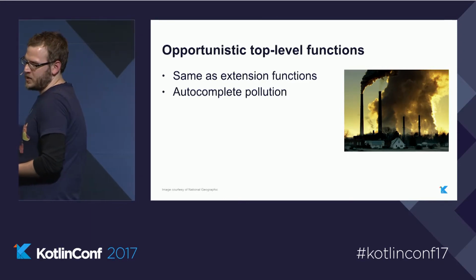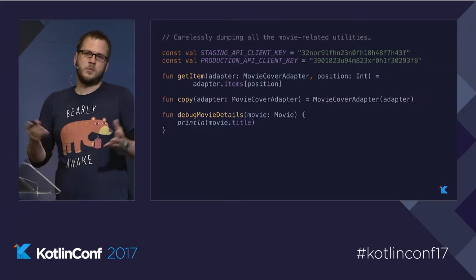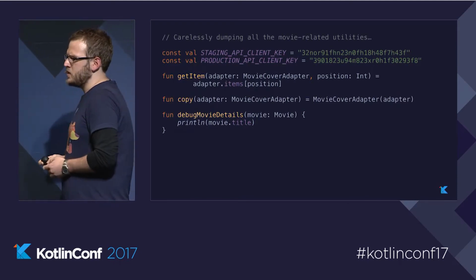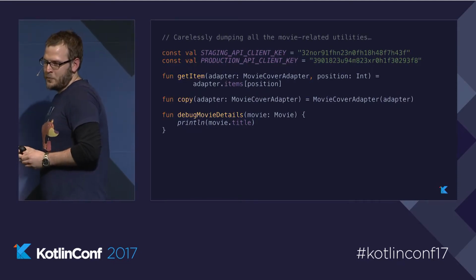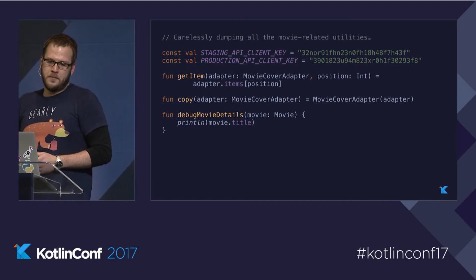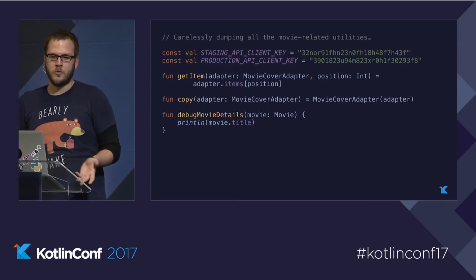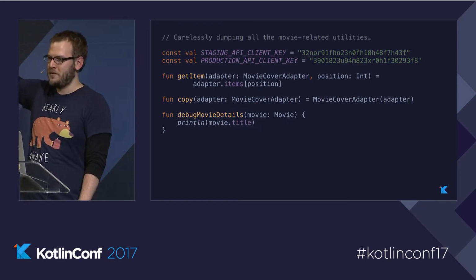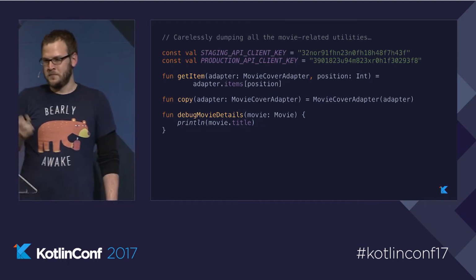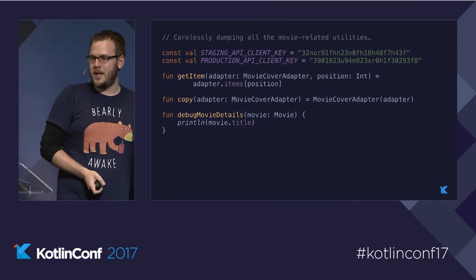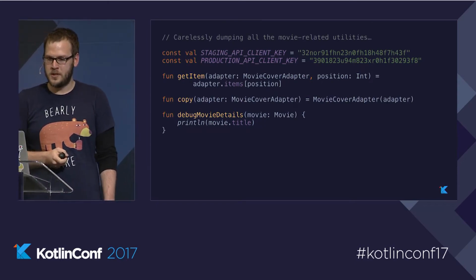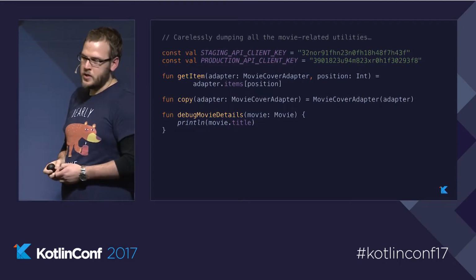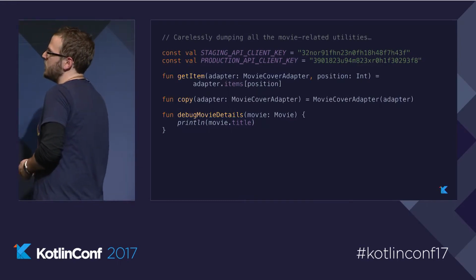Let's look at an example. So let's say you're working on a database application for some sort of a media company that has movies, TV shows, documentaries, things like that. Some company like that. I'm not going to name names. And then you have your file that contains all of the movie-related stuff. So all of the other code samples I was shortening, but this is the file. So let's say this is the top-level file, your movies.kt. You have the client API keys for your movie source. You have a getItem for some sort of an adapter. You have a copy for exactly that adapter. And you even have a debugMovieDetails method in there.